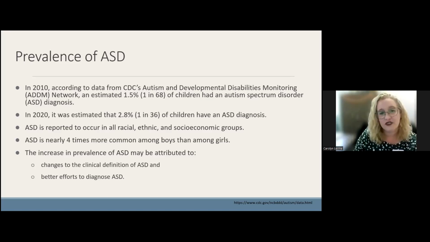So this increase in the prevalence of ASD could be attributed to our understanding of ASD and the clinical definition that's been expanded quite a bit. And also there are a lot more programs out there designed for early diagnosis and early intervention, because there's a lot of data that shows that early intervention is very, very helpful for folks that have an ASD diagnosis.